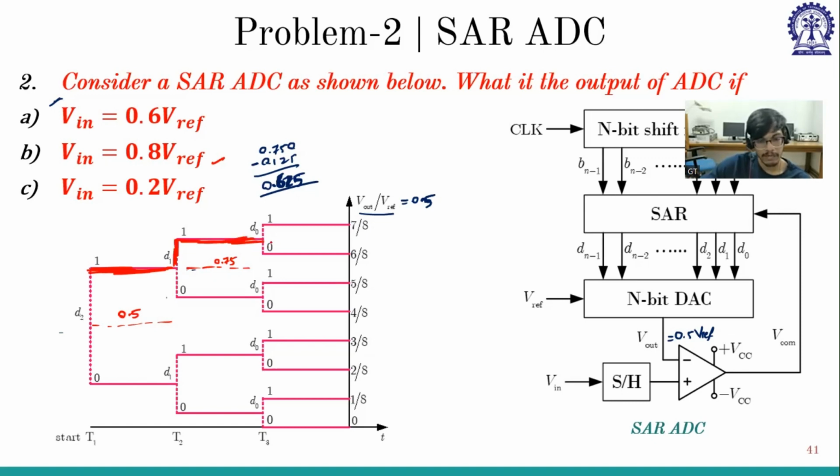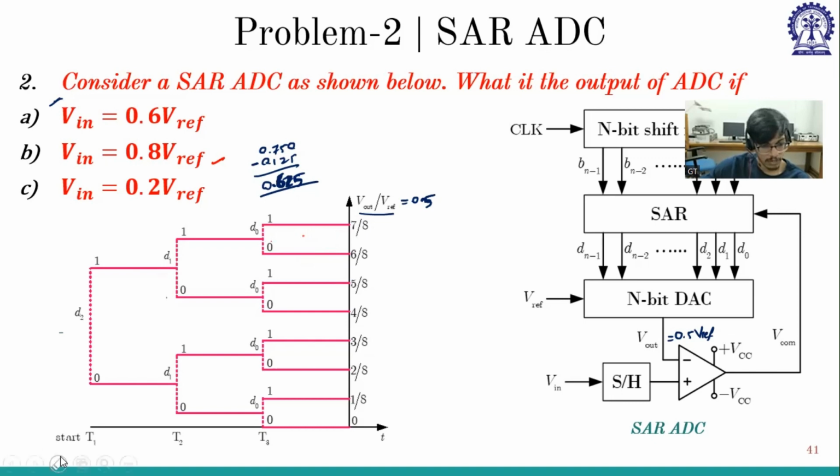Now I'll compare it with 0.875. It is less. So my bit is 0. So it is 1, 1, and 0. So that is the output of the DAC. Now I'll quickly do the last one with a different color.